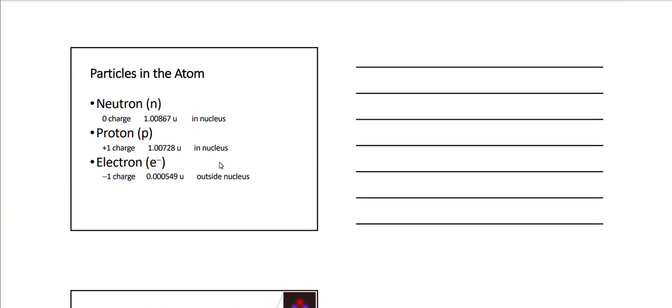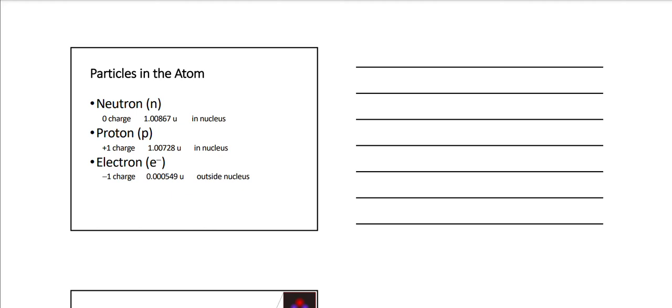What is the atom composed of? Neutrons, and the mass of a neutron is 1.00867 Dalton. Their position is in the nucleus inside the atom. The protons are the positively charged particles in the atom, and they have a mass of 1.00728 Dalton. So you can see how the protons and neutrons are close to each other. And the electrons are the negatively charged particles, and they are very small and tiny compared to the protons and neutrons, and they are outside the nucleus.